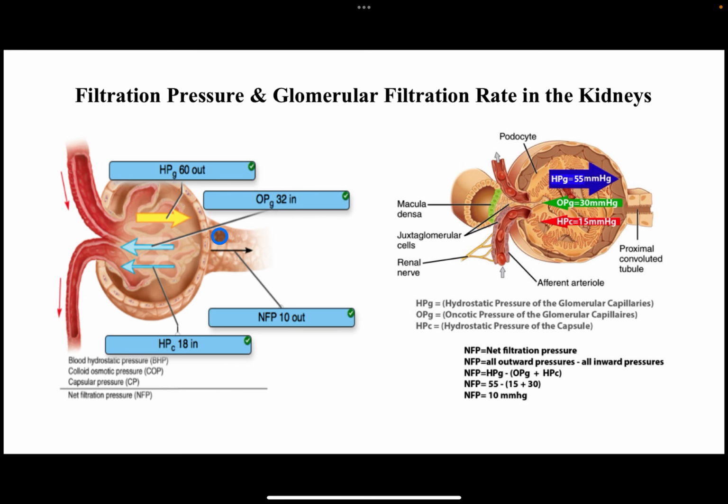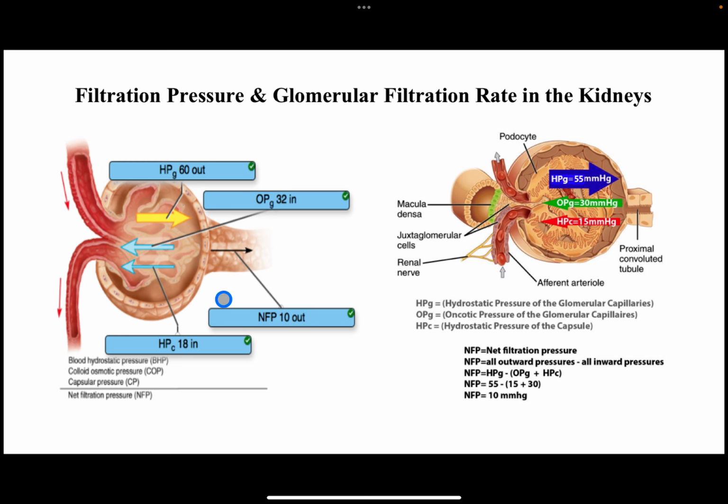So this is a diagram. You can see the greatest pressure. The yellow shows the hydrostatic pressure in the glomerulus, and that is the largest. If you look at the arrow, this is an outward pressure. The second largest is the oncotic pressure, which is 32 millimeters of mercury. That is the colloid osmotic pressure in the glomerulus. In this diagram it is 30, and the largest one in this diagram is 55. Okay, these are all for healthy adults.